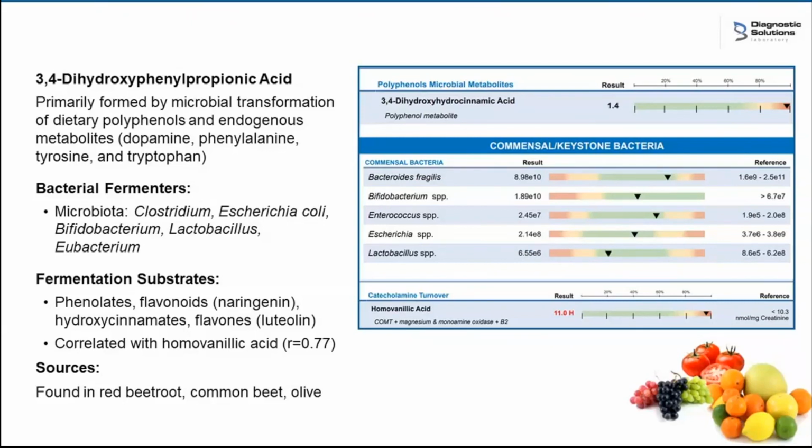The big ones, the microbiota that they've found, are Clostridium, Escherichia, Bifido, Lactobacillus, and Eubacterium, and those are the ones that they've identified. The fermentation substrates are phenolics, and this tends to focus more on flavonoids. This compound does correlate with homovanillic acid pretty strongly, so I generally look at that. I'm not going to just make a judgment on catecholamine turnover without also looking at some of these compounds.